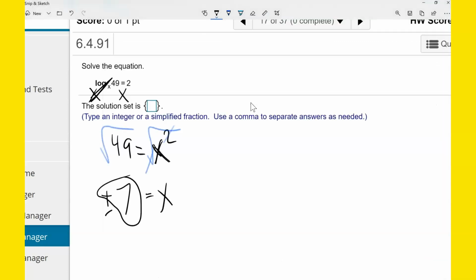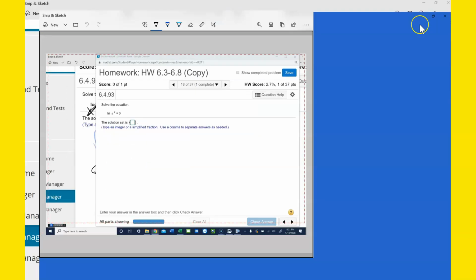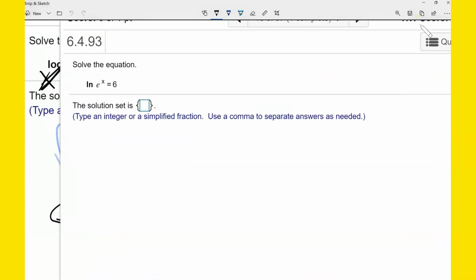This one might look a little tricky as well, but it's actually really easy if you can recognize that this already cancels. ln and e already cancel one another, right? ln means log base e, and so this means the exponent on e that gives you e with an exponent of x, so it just cancels out and gives you x. The ln and the e cancel out, so you just get x equals 6. That's all there is to that.